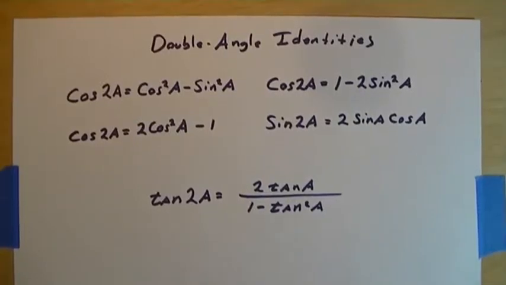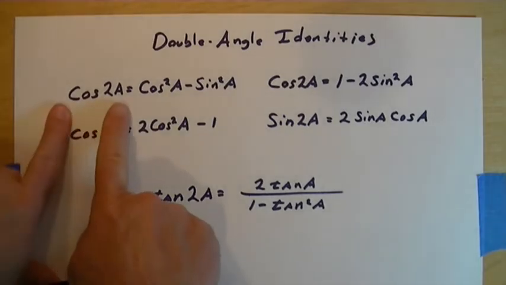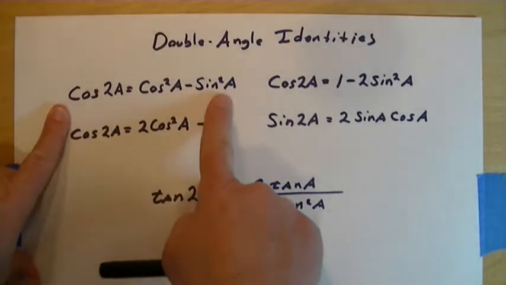Okay, here are some identities that we call the double angle identities. It looks like there's a whole bunch here, but there's not as many as it looks. So let's talk about it. First of all, cosine of 2a is cosine squared a minus sine squared a.